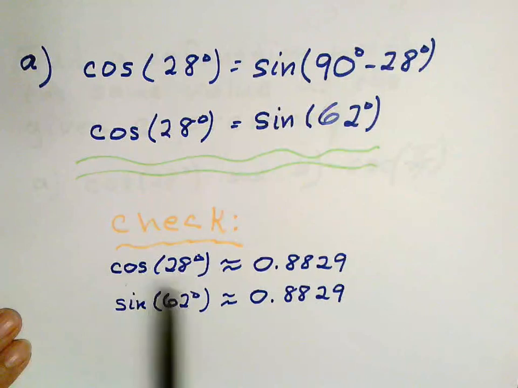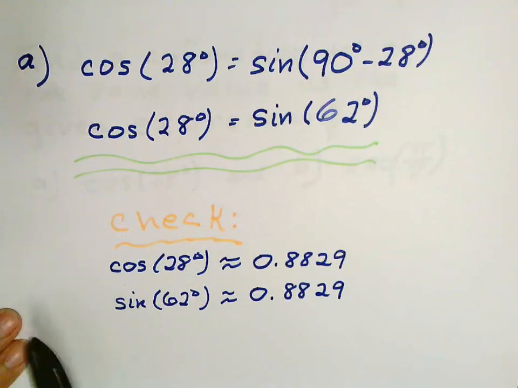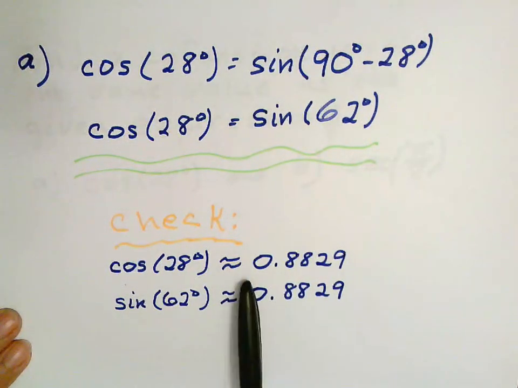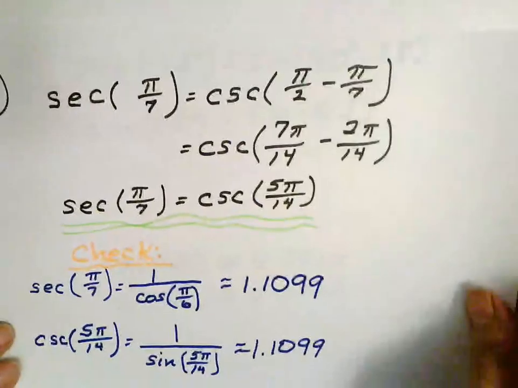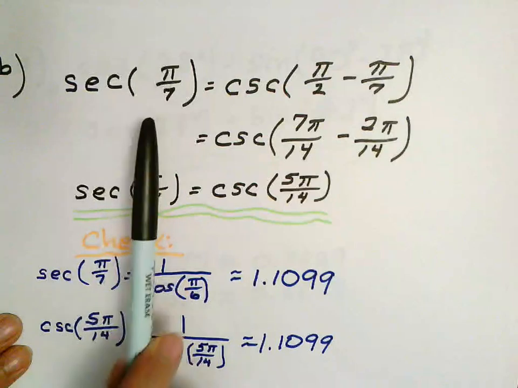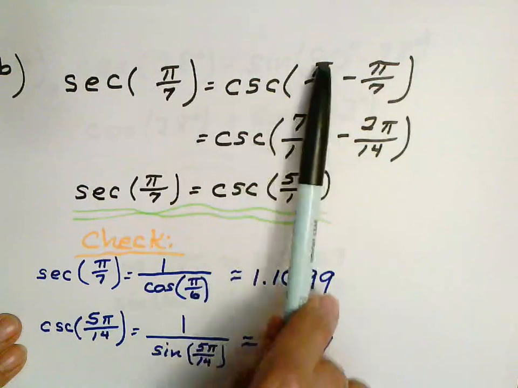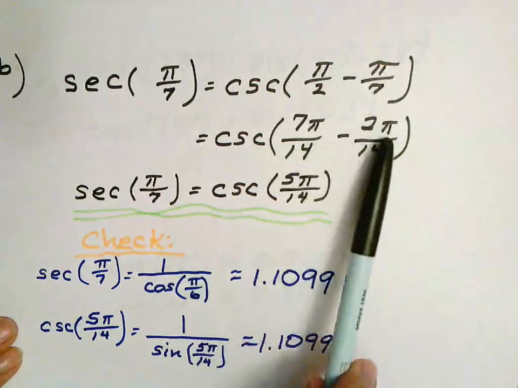Now here I just added this to check it, to make sure it's correct. You use your graphing calculator, put it in degree mode, and when you check each of these, you're going to get approximately 0.8829. Let's look at the other example where we had the secant of pi over 7. It's going to be equal to the cosecant of pi over 2, which is the same thing as 90 degrees, minus pi over 7.